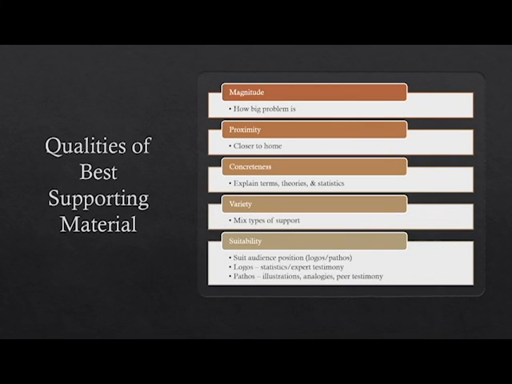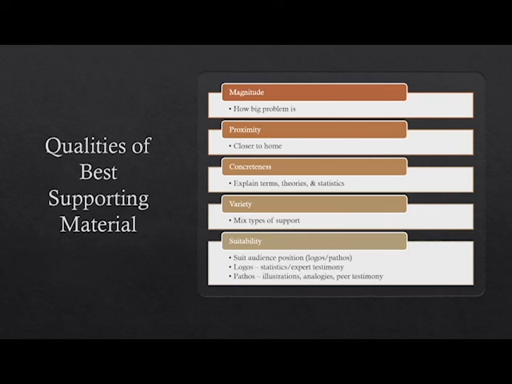So now that you understand some of the different types of supporting material, let's just talk about a few more things related to them. It's always great when your supporting evidence shows magnitude, like how big a problem is or how small a problem is. So magnitude's one thing that really works when you're using supporting material.